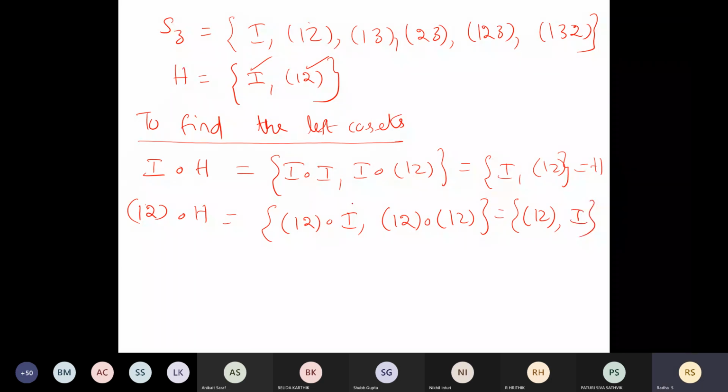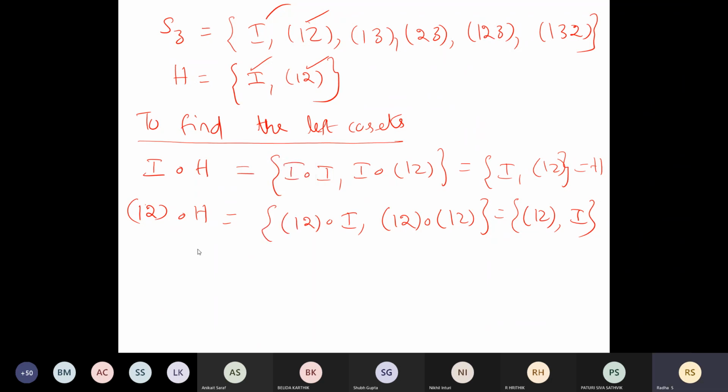So something you can observe here: I composition H is also H, and (1 2) composition H is also H. Why is this happening? Because you have chosen the first 2 elements, which are actually the elements of H itself. Whenever you choose the elements of H itself and find left or right cosets, it will always be the same. You'll get the same H back, because the closure property will be satisfied. Later we'll consolidate.